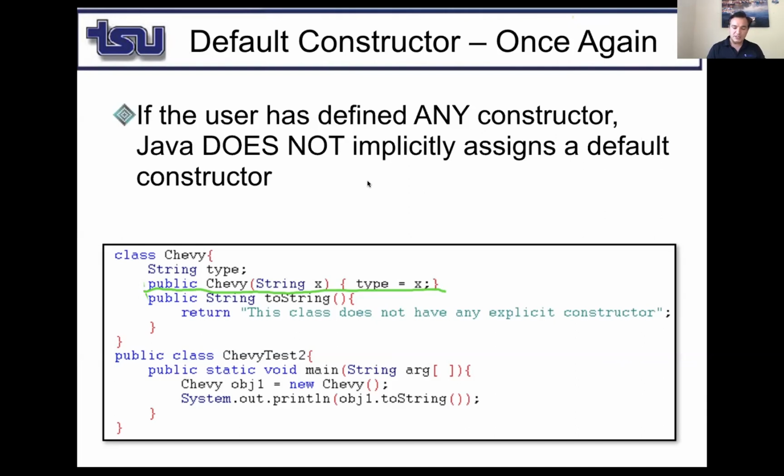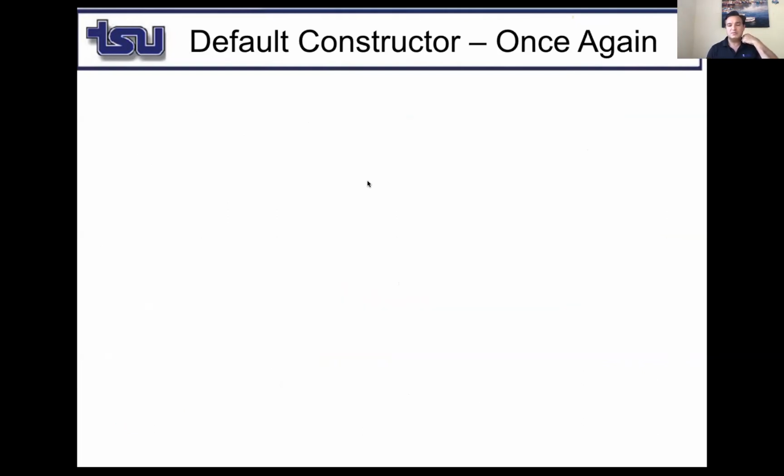So then it means I'm gonna get a problem here, because when I create obj1, I am making a call to the default constructor. So does Chevy have a default constructor? No. Therefore, that's gonna be an error, okay? Be careful. You should put your default constructor by yourself.